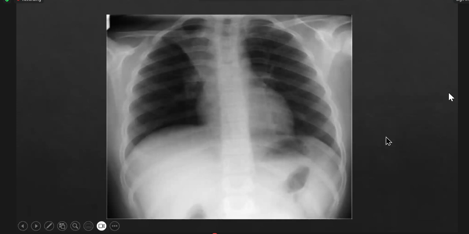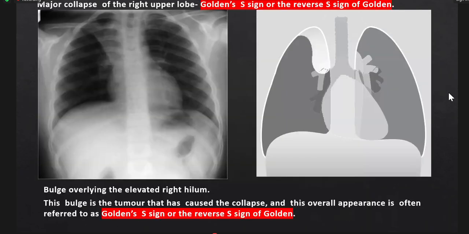And what will you do next? Maybe in FRCR, the answer is that you refer these cases to the MDT chest, or maybe work up with CT and then refer it to MDT chest for clinical and histopath evaluation and further treatment. That's your answer. So this is the Golden S sign, which is actually the collapsed lung over the mass lesion.